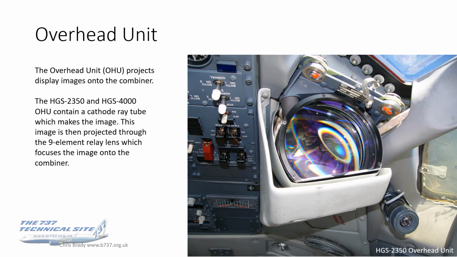The overhead unit, this photo, I basically put the camera on the coaming and took it back into the flight deck. So that's what it looks like. That's the lens of the overhead unit. For the 2350 and 4000 models, you've got a cathode ray tube in there, which makes the image. That's then projected through a 9-element relay lens. So surprisingly complicated lens setup there, and that focuses the image onto the combiner.